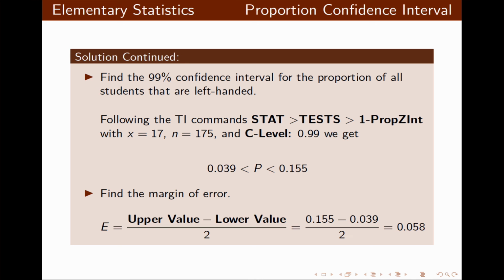And to find the margin of error, we find the upper minus lower divided by 2. I hope this presentation helped you understand how to get started with building a confidence interval for one population proportion.